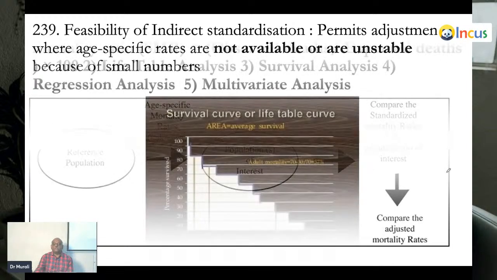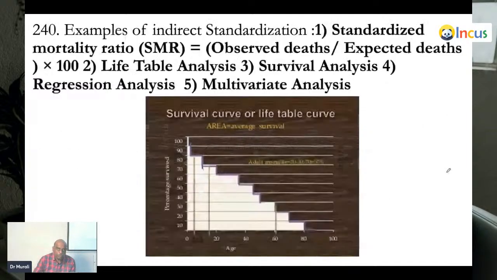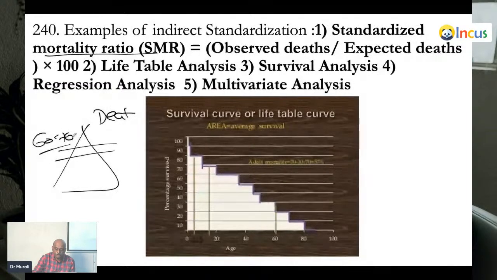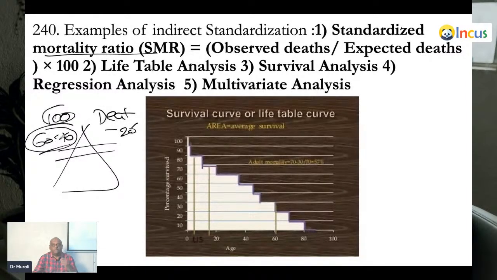Now, what are the examples of indirect standardization? If you calculate the standardized mortality ratio, how do you get that? Typically, you have the observed, actual deaths happening between 60 to 70. Actually, only 20 people died, 20 out of 100 people in the 60 to 70 age group. That is the observed death, the real death.